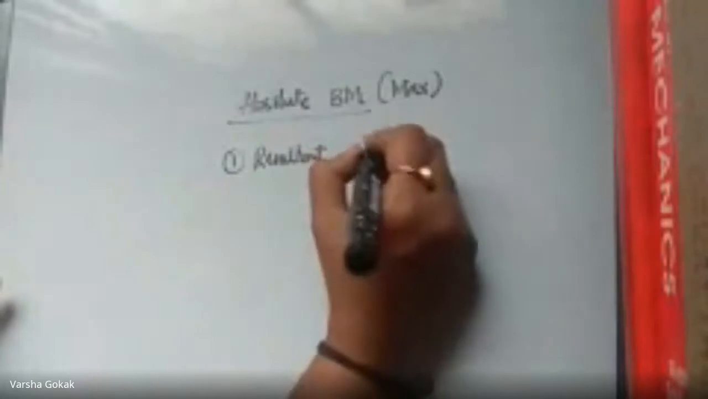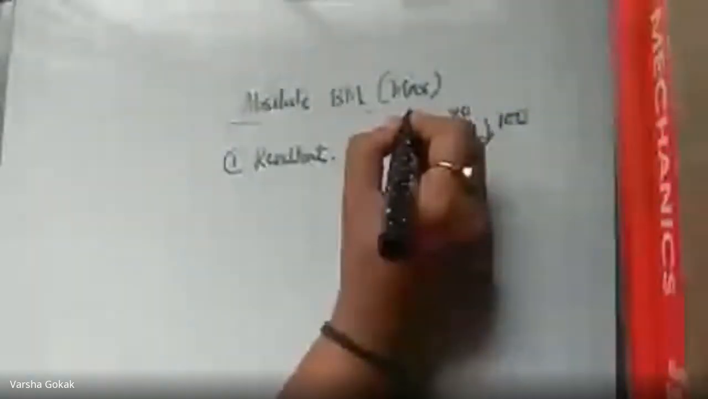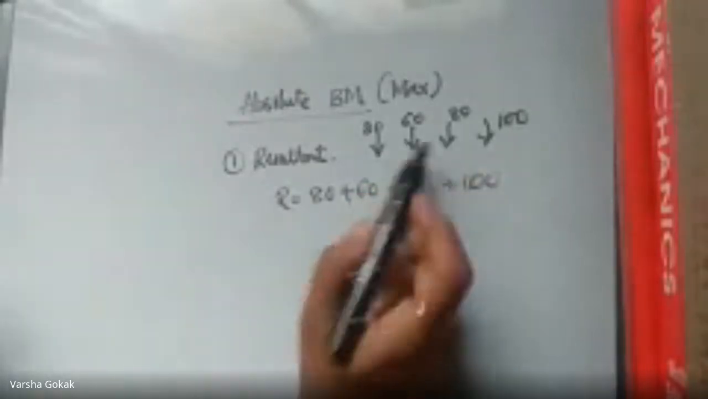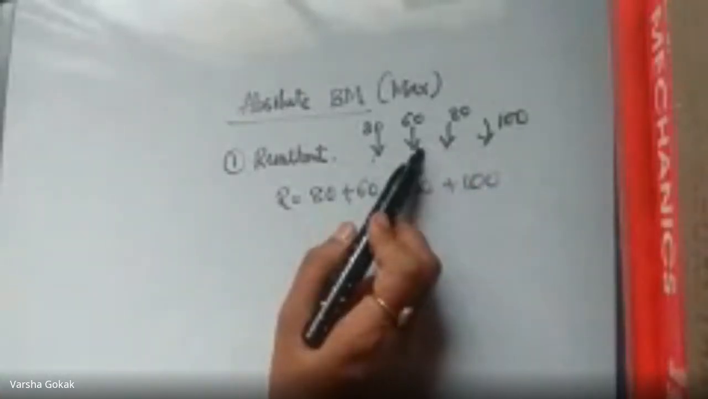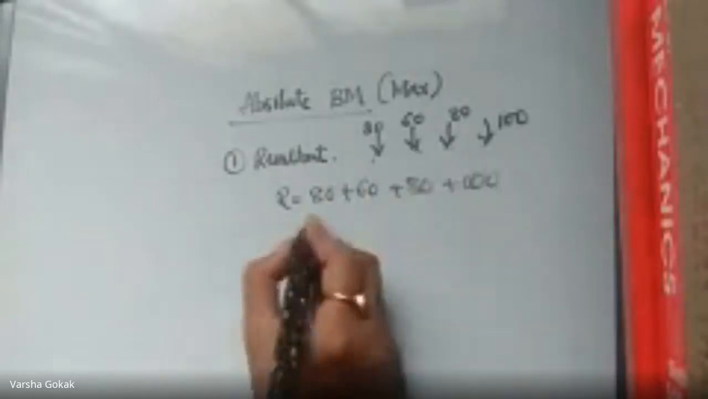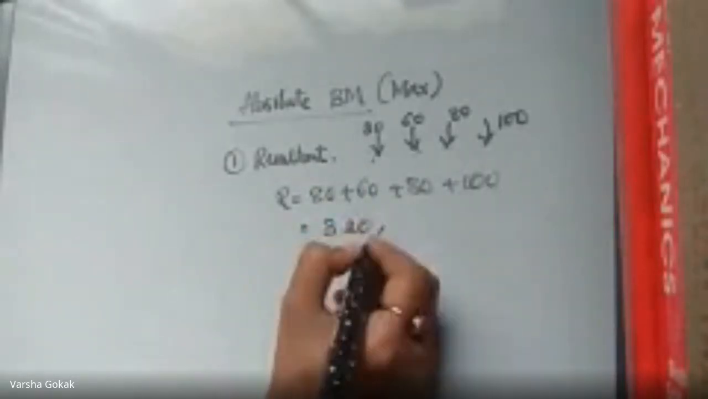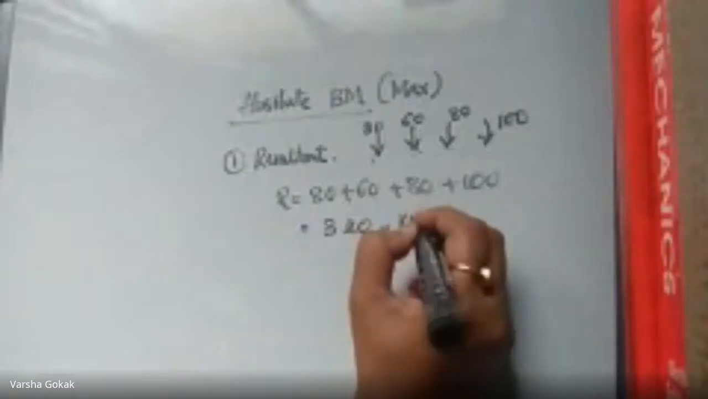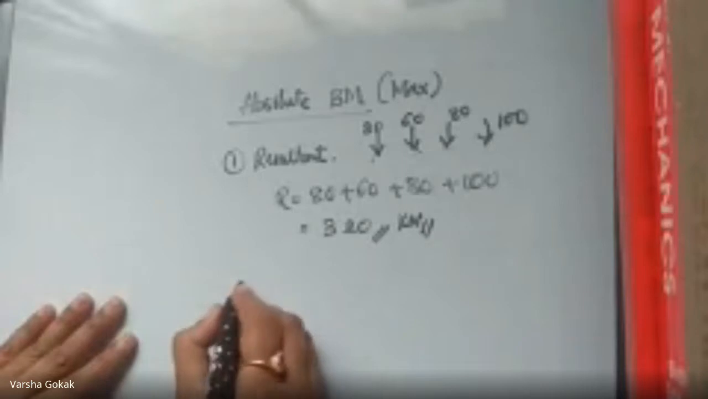How many forces are there? 1, 2, 3, 4. Values are 100, 80, 60, and 80. I have to first find the resultant. So resultant R is going to be equal to 80 plus 60 plus 80 plus 100. So 80, 80, 160, 160 plus 60, 220 plus 100 is going to be 320. Am I correct? Yes, ma'am. So kilonewton. Your resultant is 320 kilonewton.